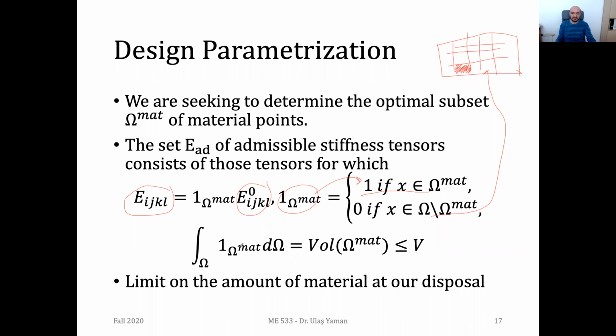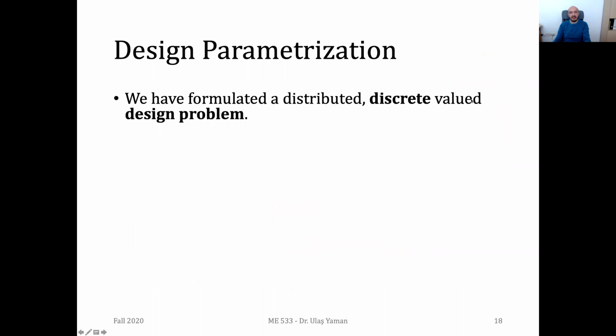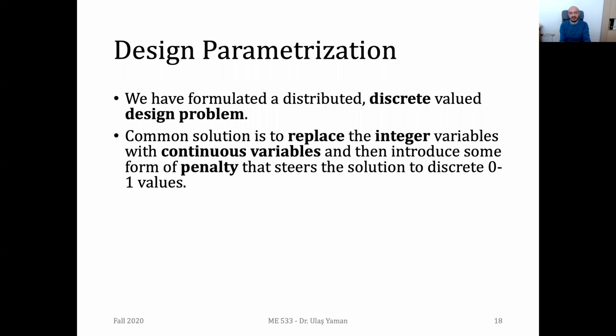Another thing is that since we start with an available material, we have a constraint on the volume of the material. So we have this amount of material to be distributed into the finite elements. Now we have again a discrete design problem, and we are trying to find the cells which contain material and the cells which have no material.